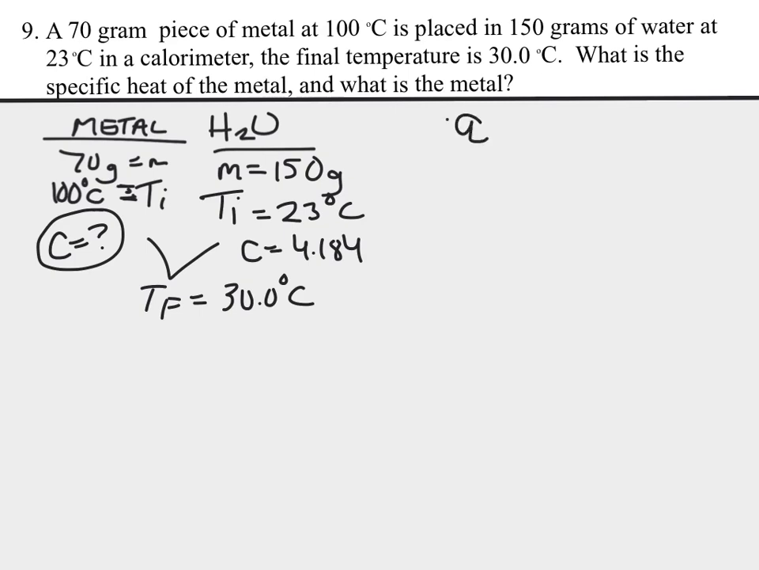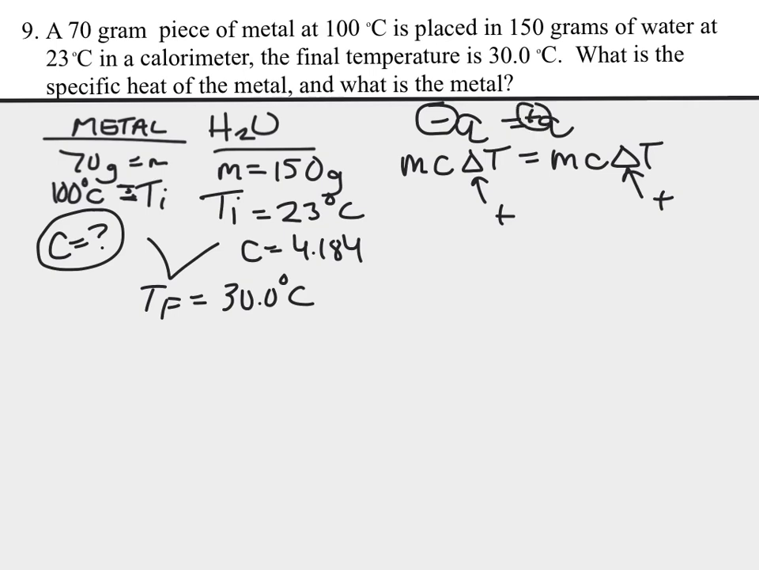Now remember, the metal is going to lose heat, and whatever heat it loses, water is going to gain, which is why we can set our two equations of MC delta T equal to each other. Remember, we always want both of our changes in temperature to be positive. That's a shortcut to take into account the loss of heat versus gain of heat. Our math comes out a lot easier and we don't have to worry about negatives. So let's start plugging into these two equations so that we can solve for this metal's specific heat.